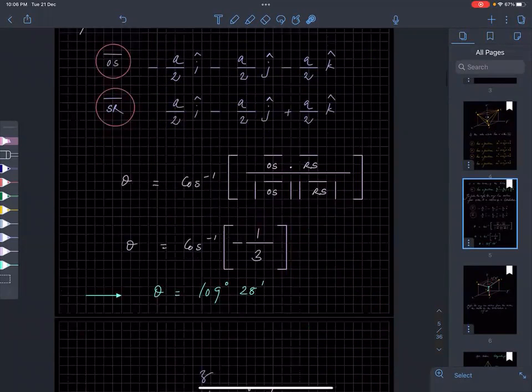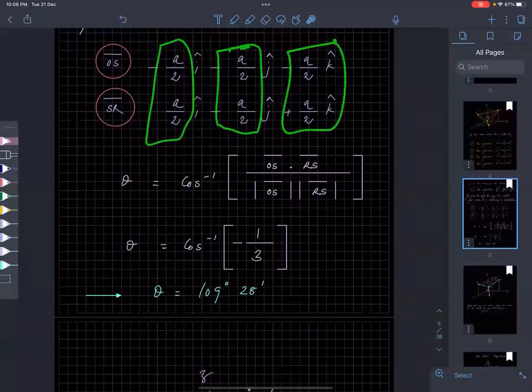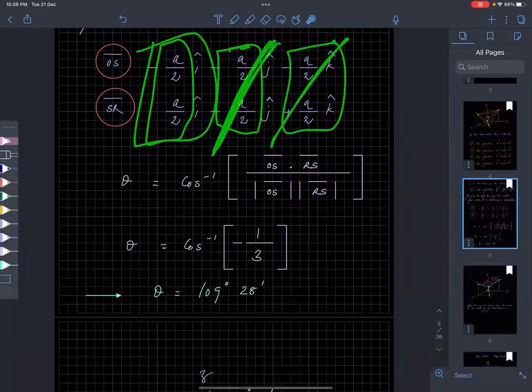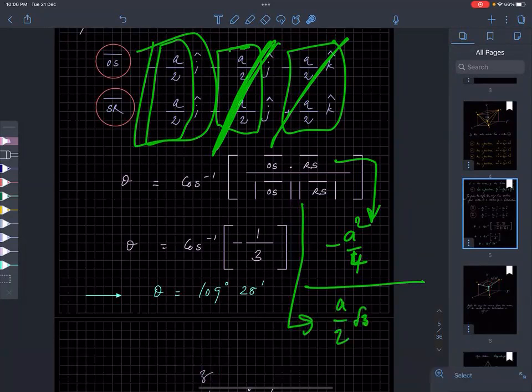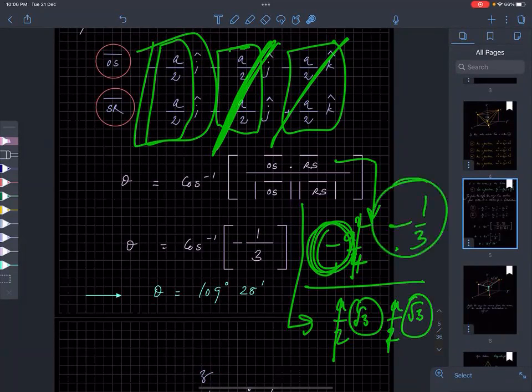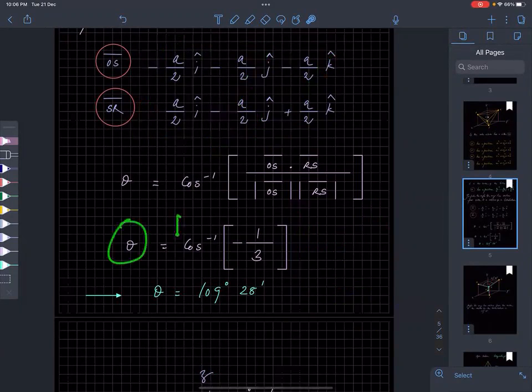Okay, I got it. See, dot product is easy. Minus A square by 4 plus A square by 4 cancel. So minus A square by 4 will remain in the numerator. What about the denominator? It is the magnitude of the first vector, A by 2 into root 3, into magnitude of the second vector, A by 2 into root 3. Correct? This into this is A square by 4. So these two will cancel. Minus 1 will remain, and root 3 into root 3 is 3. So minus 1 by 3 will remain. Clear? So theta is cos inverse of minus 1 by 3.